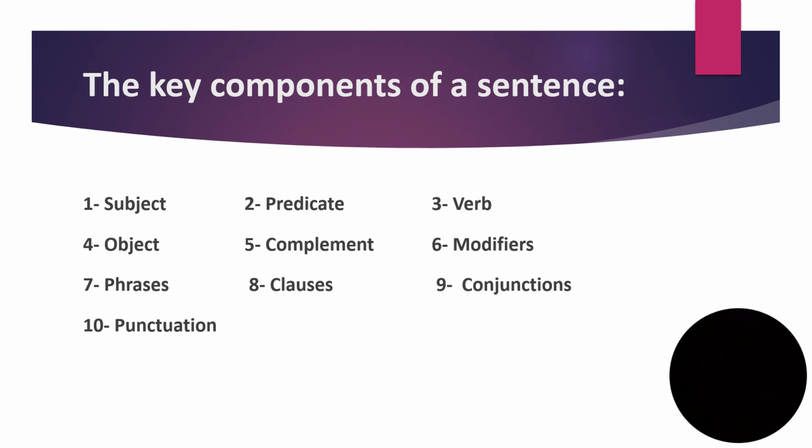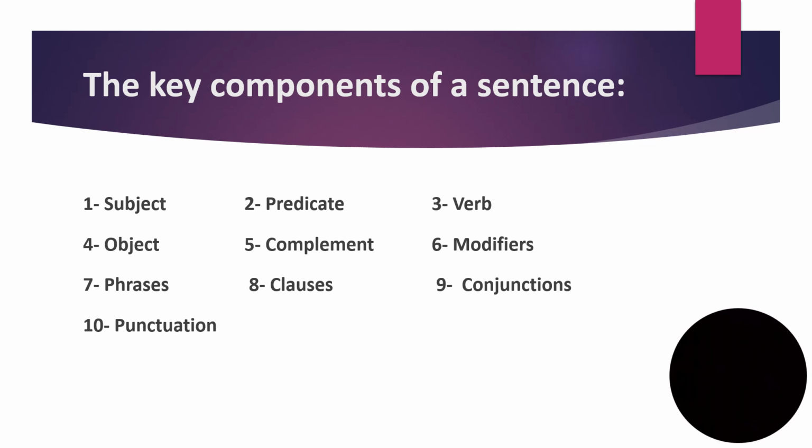Now, the fourth component of a sentence is the object. The definition of the object is a word or phrase affected by the verb. Types of objects. We have direct objects. For example, he reads books. Books here receives the action of the verb. We have also indirect object, which indicates to whom or for whom the action is performed. For example, she gave a friend a gift.